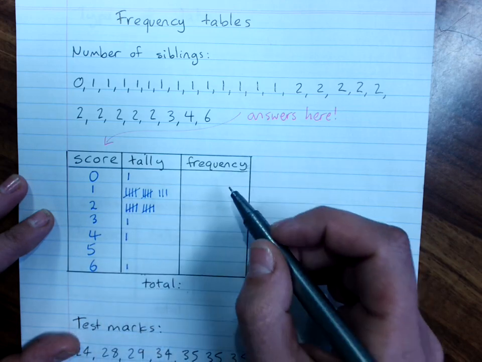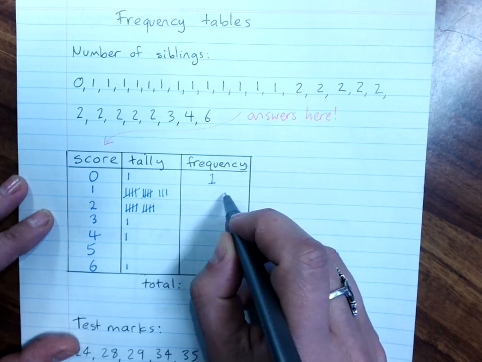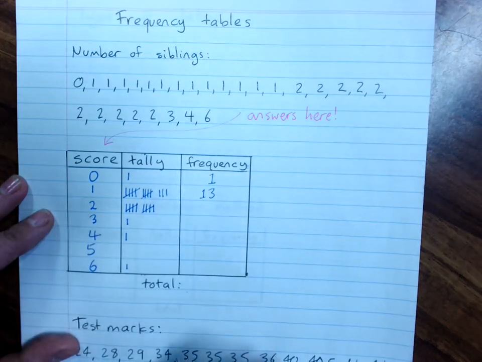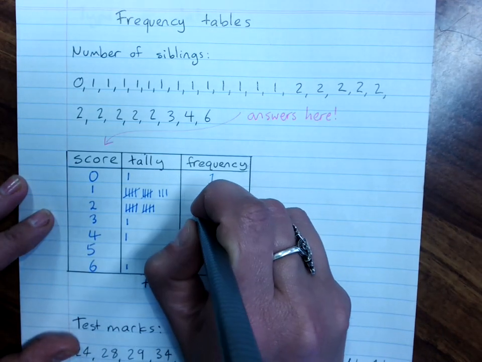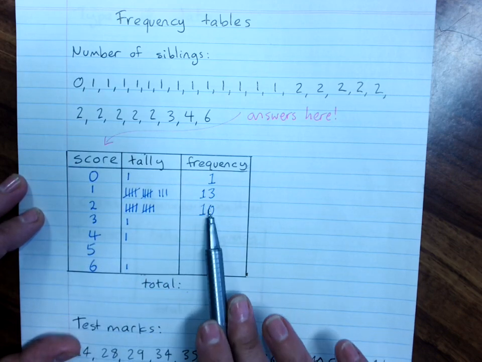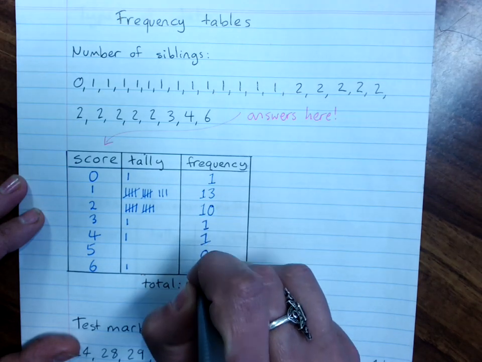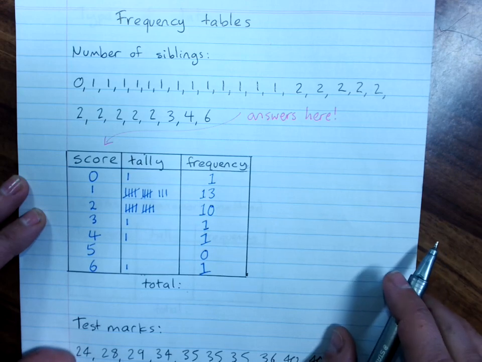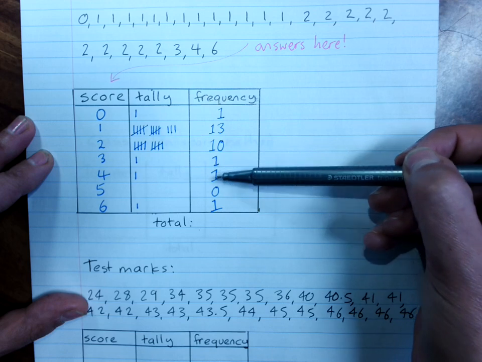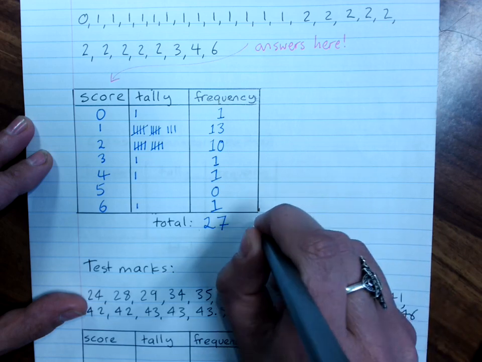And then you add up your tally to work out the frequency of that answer. One person said that they had no siblings. 13 people said that they had 1 sibling. 10 people said that they had 2 siblings. So these are the answers. These are just how many times I got that answer. If you add up the entire frequency column, it's 14, 24, 25, 26, 27, what that tells you is the number of people who answered the question.